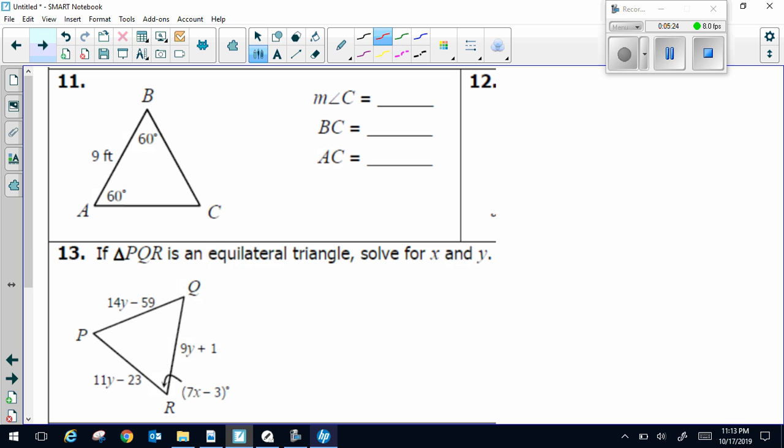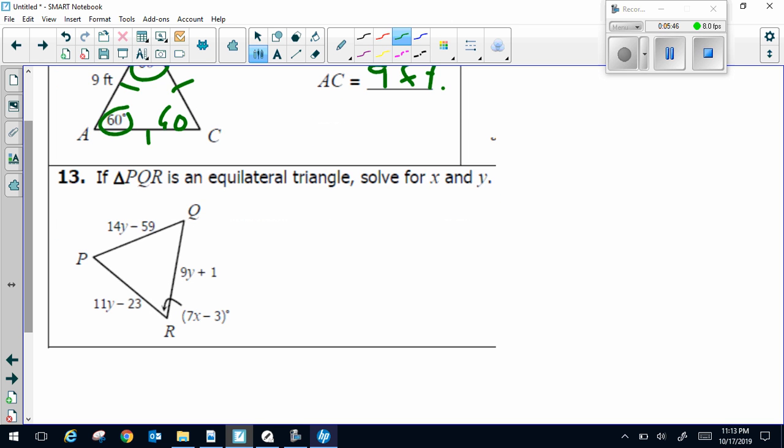The last two examples, okay? Because I know that this is 60 and this is 60, that means this is also 60, which means this is an equilateral triangle. So we know that that's 60 degrees, okay? And because it's equilateral, it means all three sides are congruent. So that means that this is 9 feet, this is 9 feet, and I'm done.